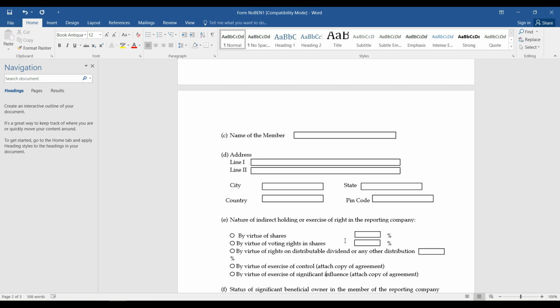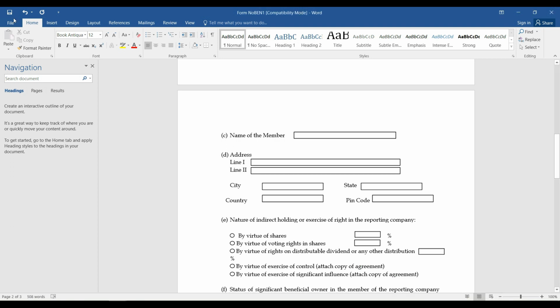and by virtue of the exercise of control or by virtue of the exercise of significant influence. When we select this option, like exercise of control or exercise of significant influence, then we have to attach a copy of the agreements with this form or with the Ben-1 also.